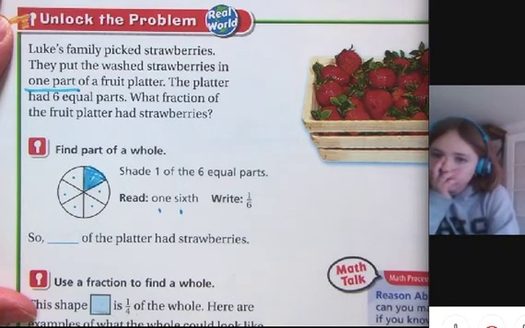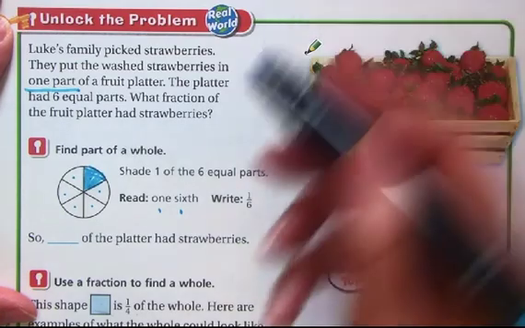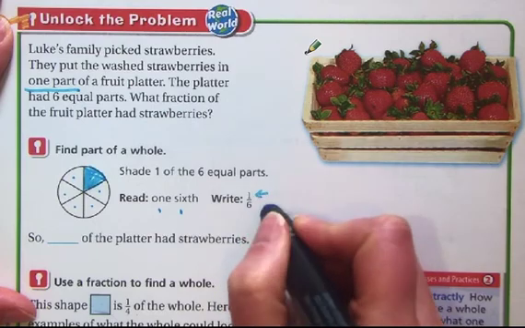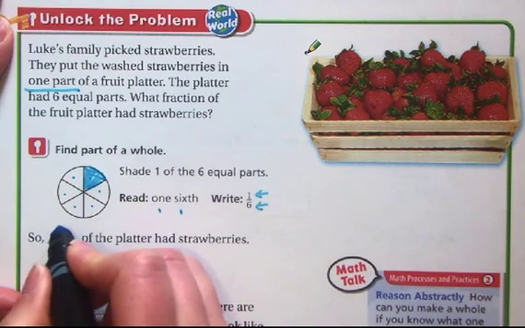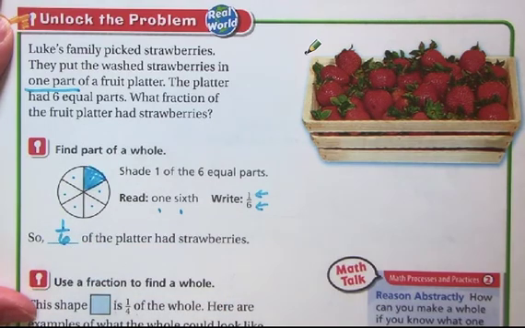All right. I write it as one piece out of the whole section of 6 pieces. So he's having 1/6 of the platter being strawberries. Do we know what the other parts are?